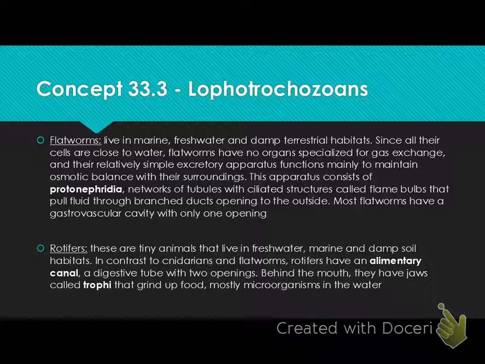Rotifers. These are tiny animals that live in freshwater, marine, and damp soil habitats. In contrast to the cnidarians and flatworms, rotifers have an alimentary canal, a digestive tube with 2 openings. Behind the mouth, they have jaws called trophi that grind up food, mostly microorganisms in the water.